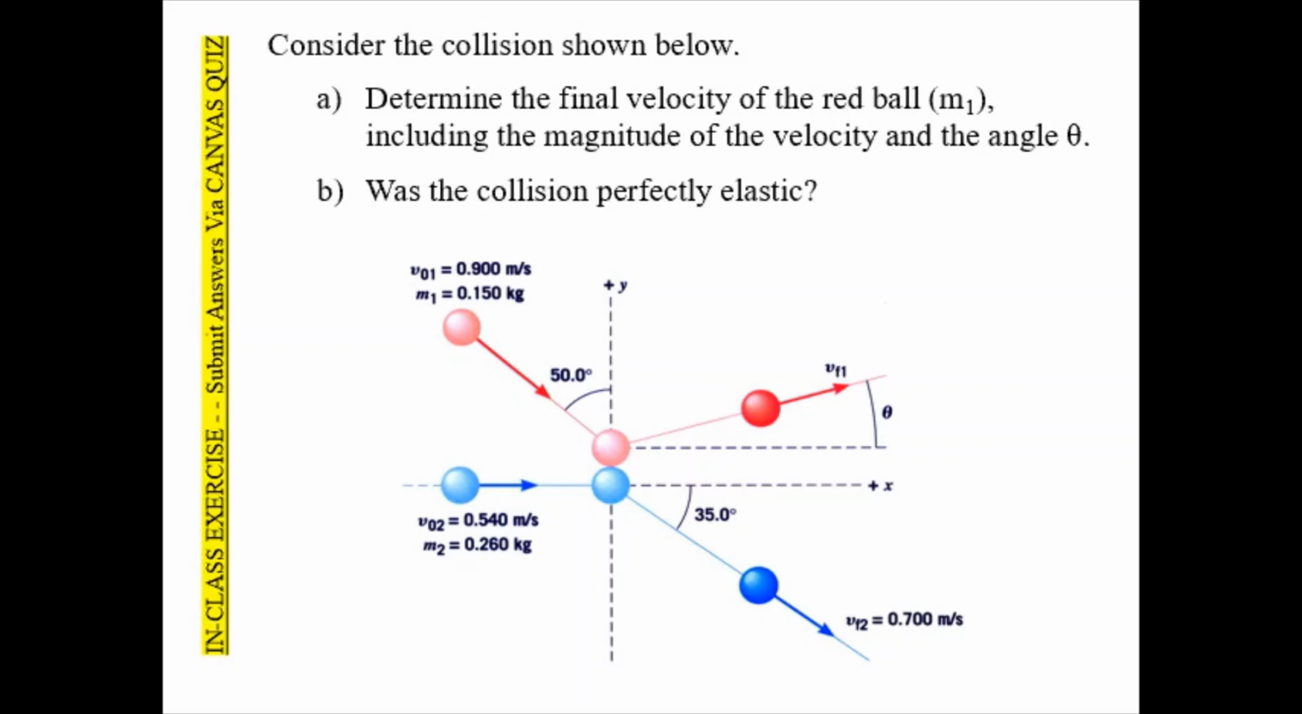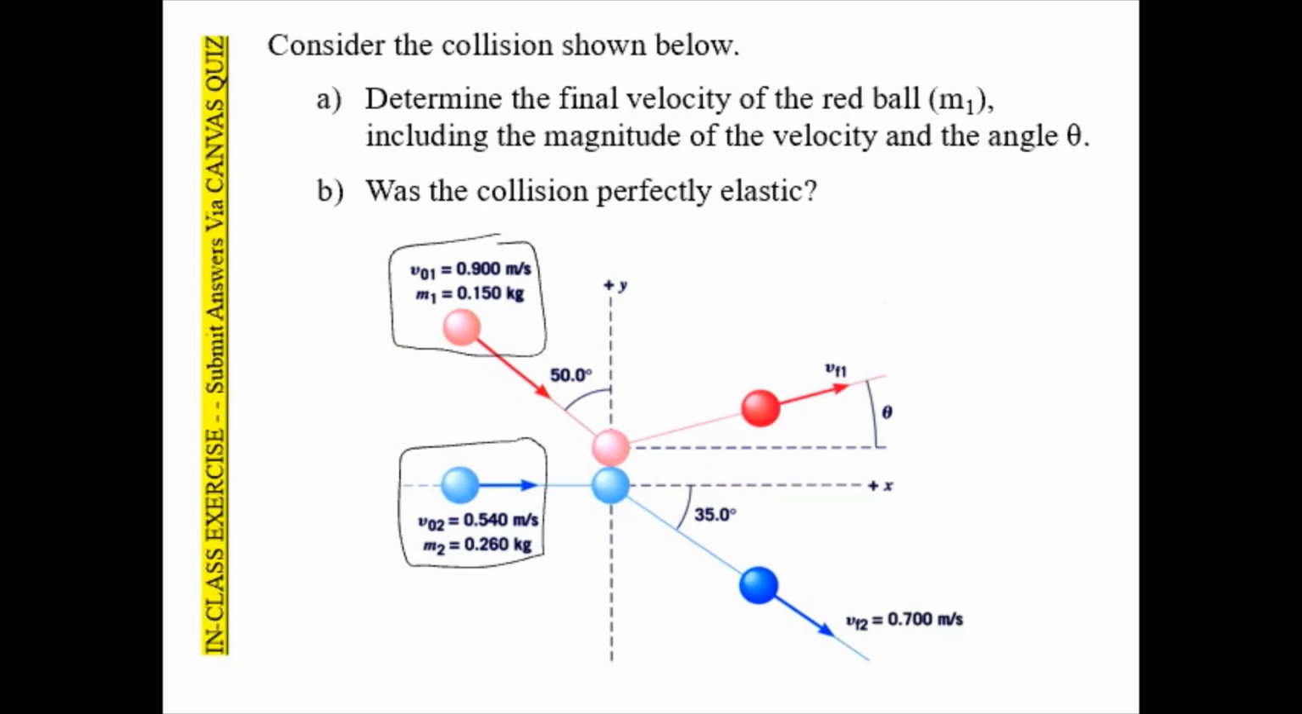So as we look at this particular problem, we have this red ball, and it's moving at an angle of 50 degrees off the y-axis, and we have this blue ball that's moving horizontally. They give us the initial velocity and mass of each of these balls, which means we know what? We know the initial momentum in the system before the collision.